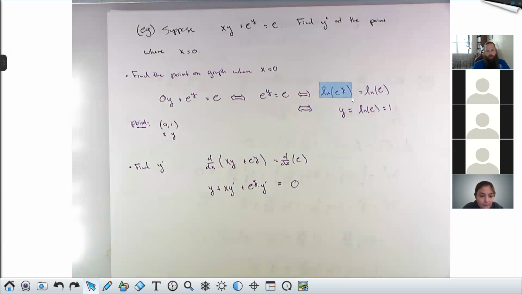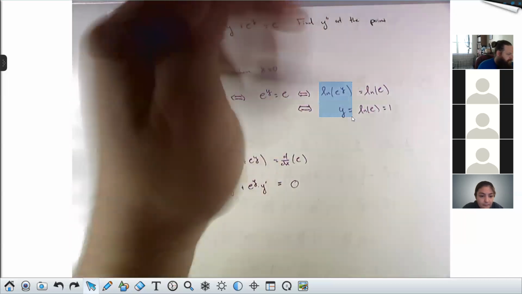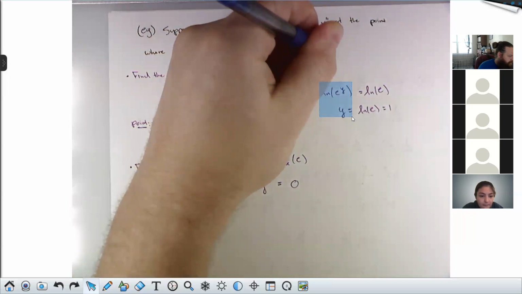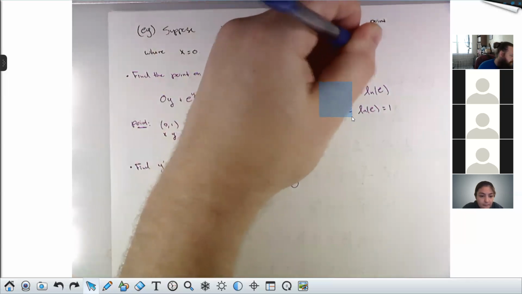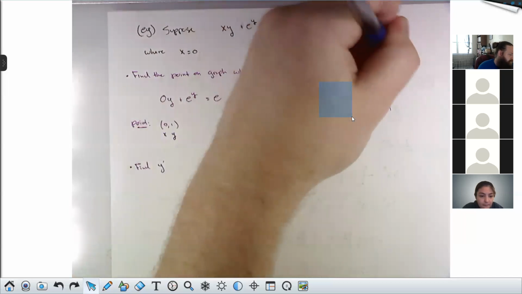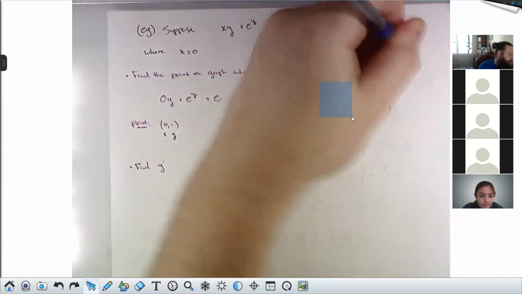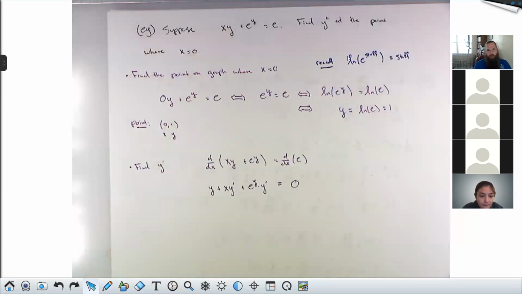Well, the ln of e to the y is y. So I'm simplifying this. Remember the definition of the natural log. One way you could define the natural log is that the ln of e to some stuff, whatever that is, is always just equal to that stuff. So the ln of e to the y is just y. So this term, ln of e to the y, simplifies to y.